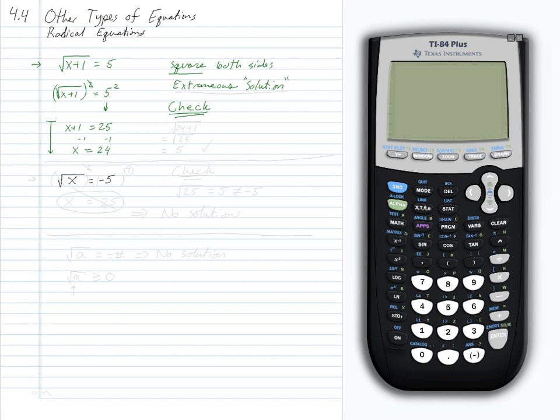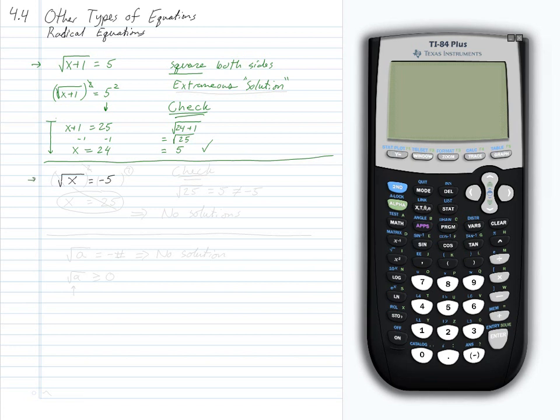So if we plug 24 back in, the square root of 24 plus 1 is equal to the square root of 25, and remember we always take the principal square root of a number. The square root of 25 is itself 5. So this one checks out. Let's see another one of that type.